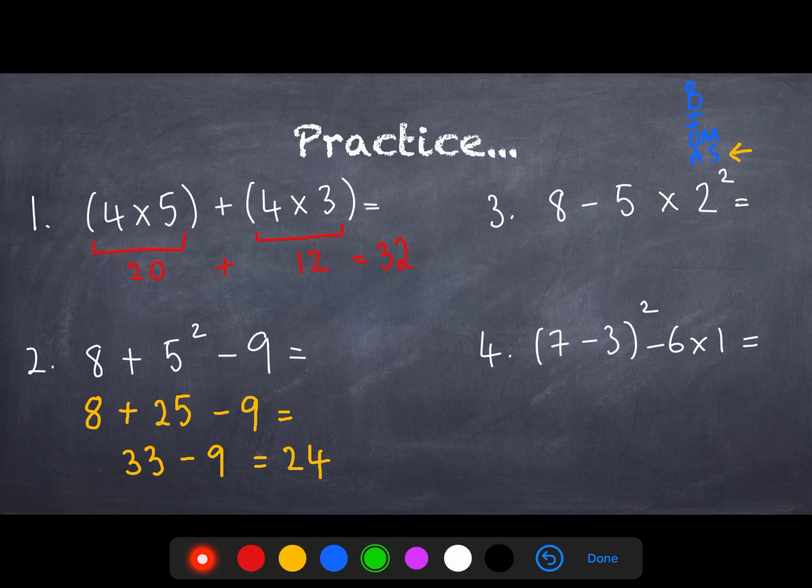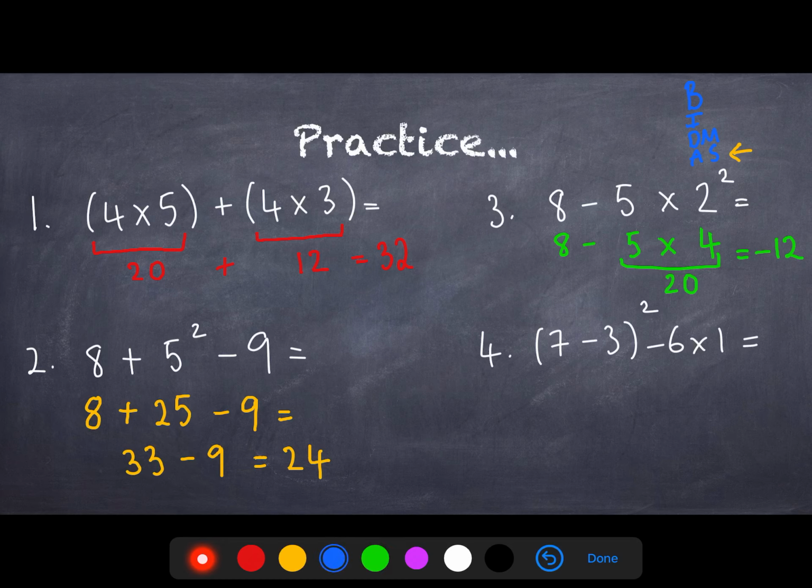Okay, moving on to number 3. Have I got brackets? No, but I do have an indice in my question, so I'm going to solve that first. 2 squared, that's 2 times 2, that's going to be 4. Now I've got a subtraction and a multiplication, so remember multiplication is above subtraction, so I'm going to do that bit first. So I've got 5 times that 4, and then I'm going to do the subtraction, so I've got 8 minus, and then remember my 5 times 4 is going to be 20. So 8 minus 20 is going to give me negative 12. Okay, so going into the negative numbers there.